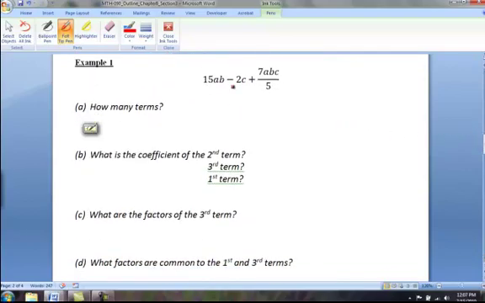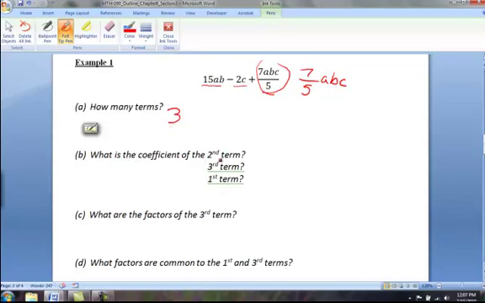Example 1, we have this algebraic expression, 15ab minus 2c plus 7abc over 5. And the first question is, how many terms are there? Well, this is all one term, this is another term, and remember, all this is one term, because this is the same as writing 7/5 abc. So we have a total of 3 terms there.